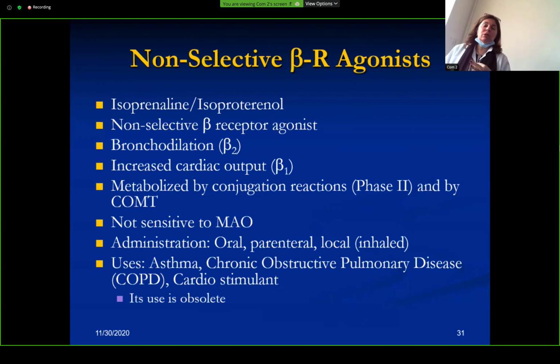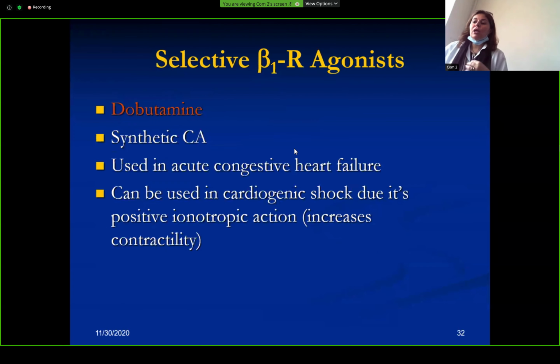I kept it because it was the first medication to act. Now, selective beta 1 is dobutamine, which is a synthetic catecholamine used in acute congestive heart failure. This is not the only medication that you'll hear about. When you take the cardiopulmonary block, you'll hear more about this medication. It can be used in cardiogenic shock, okay? Because of its positive inotropic action, it increases contractility. I'll not go into detail now.